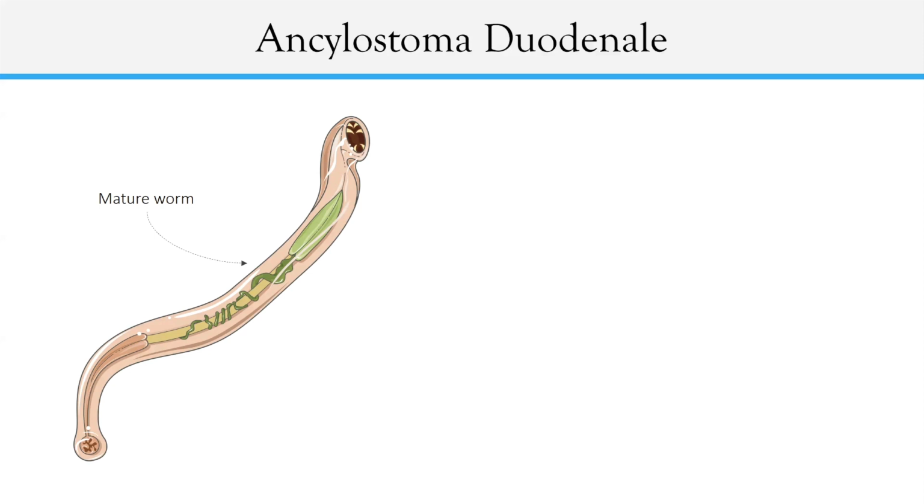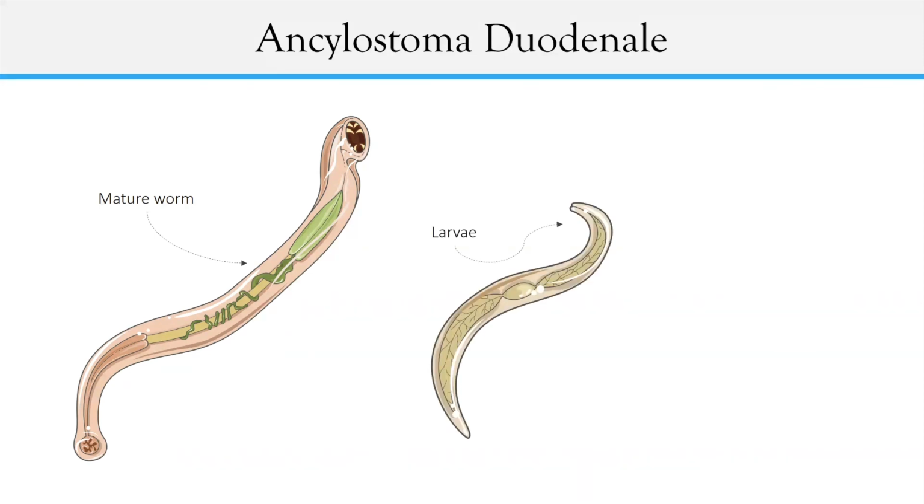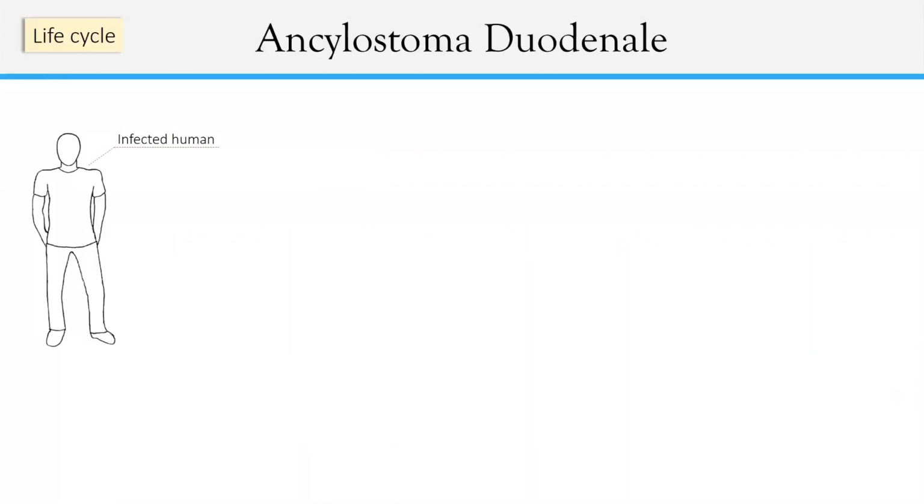Now let's speak about Ancylostoma duodenale. Here you may see a schematic illustration of the mature worm, larva, and egg. An adult worm may produce 25,000 eggs per day, quite a big number. Now let's speak about the life cycle of Ancylostoma duodenale.